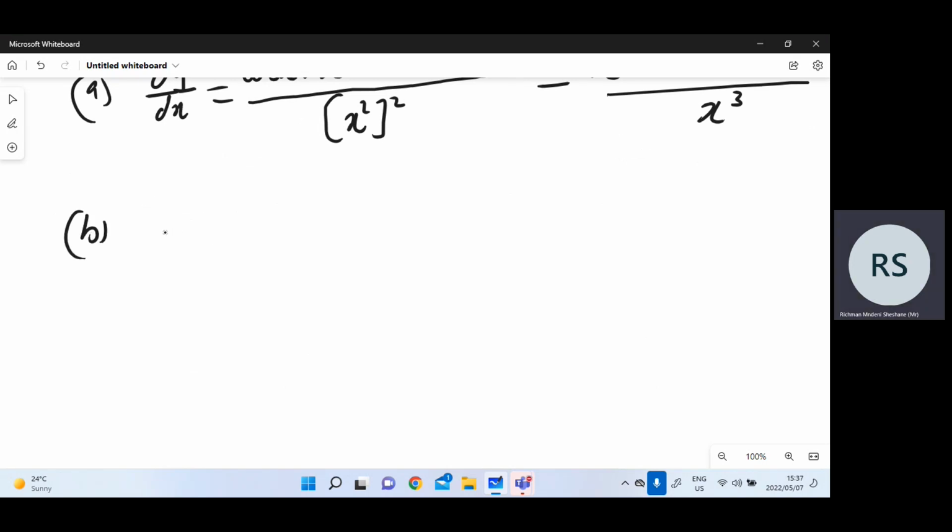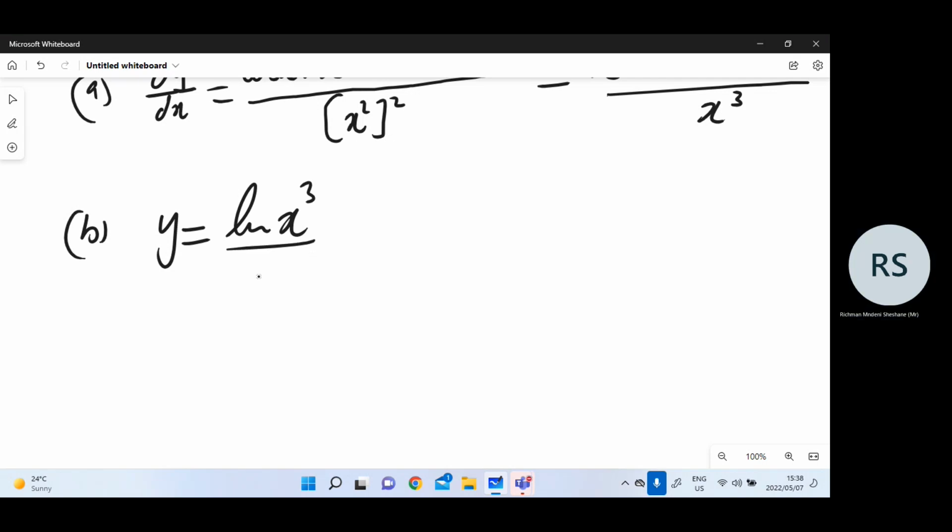This is b. b is y equal to ln x to the power of 3 over x. Again, I have a function over a function here, so you know you have to apply the quotient rule. And let me give you a tip here. We're still going to get into this section in detail.